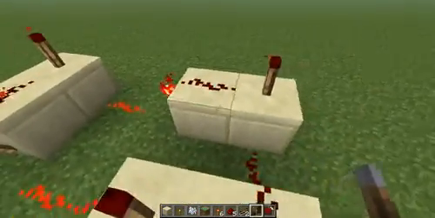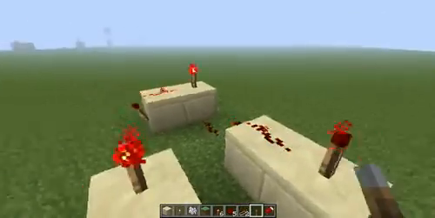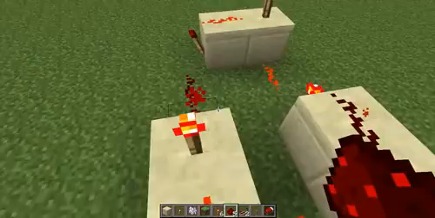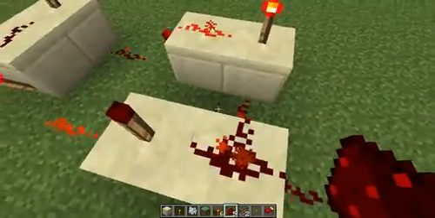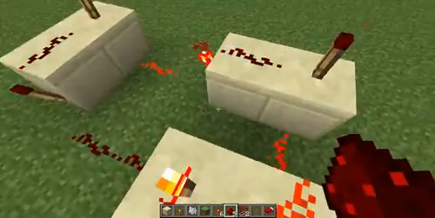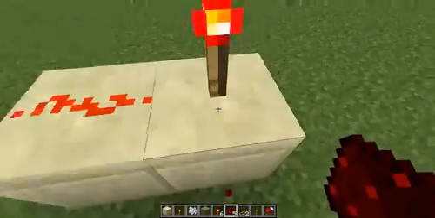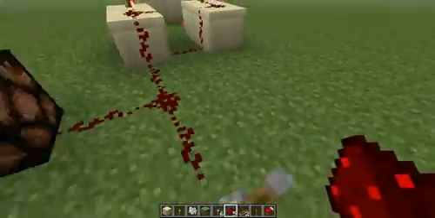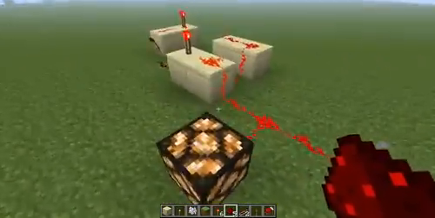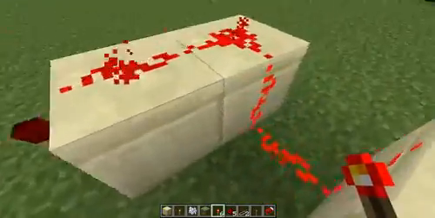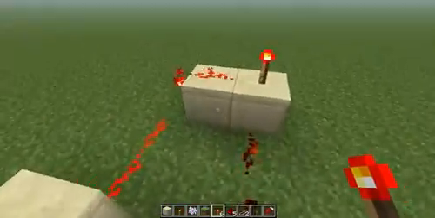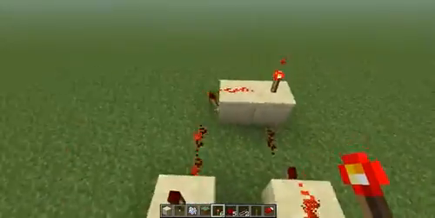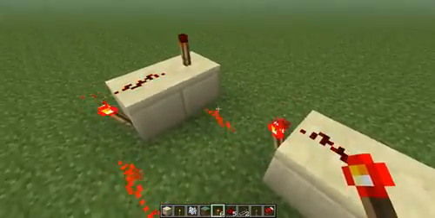And it must be an odd number of the torches, as it is here. It is 5. If I, for example, put another torch or remove this one, it doesn't work anymore. See, it's completely broken. So it must be an odd number of torches and more than 3. If you have 3 torches, it is so fast that the torches burn out.